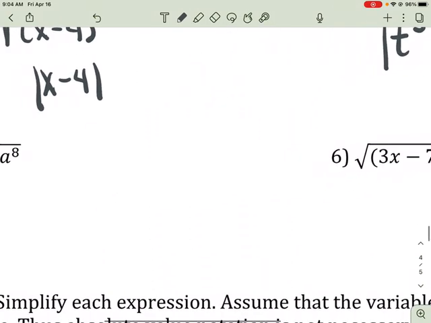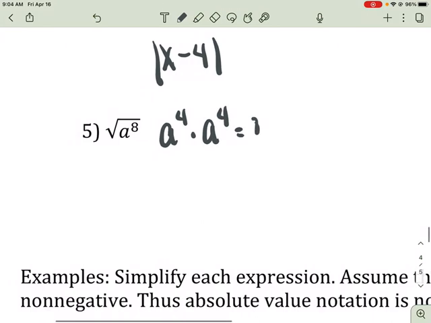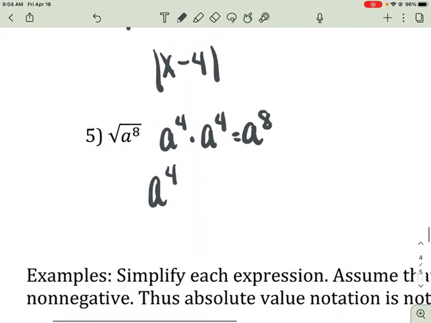I feel like I missed something. Oh, over here. All right, so a to the 8th. Well, that's a to the 4th times a to the 4th. It's a to the 8th. So the square root of a to the 8th is a to the 4th. Can I guarantee that that's a positive value? Yes, because anything taken to an even power is always positive. So I don't need the absolute value sign.